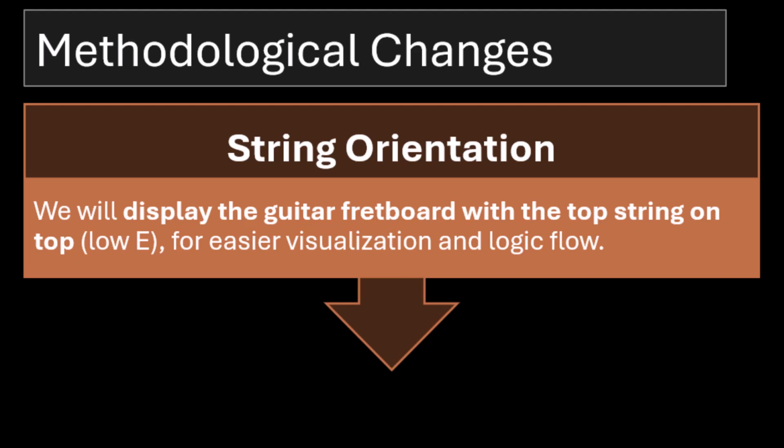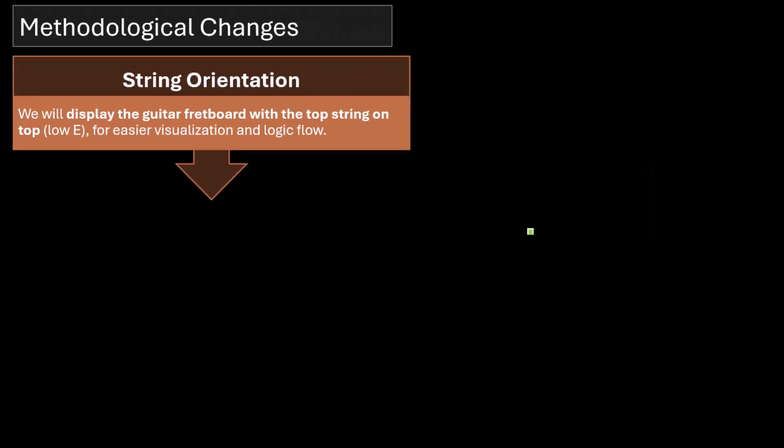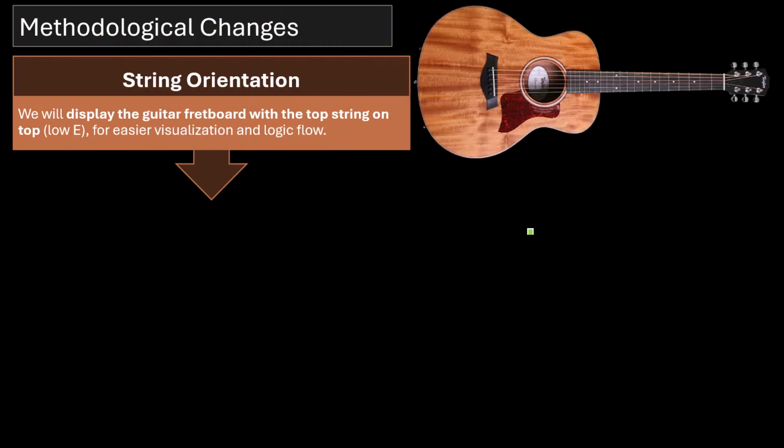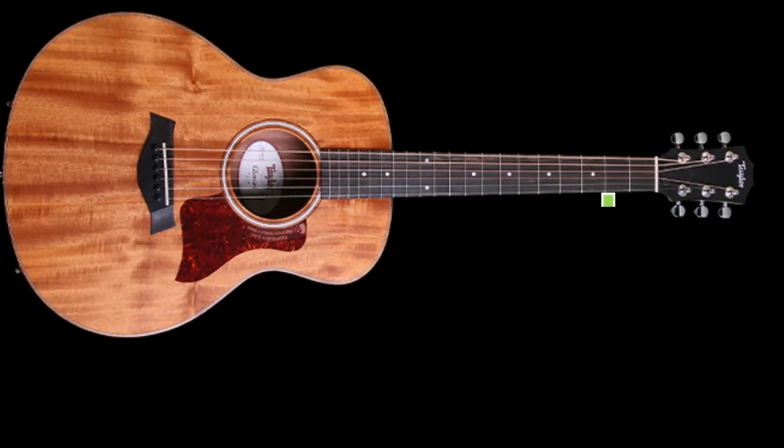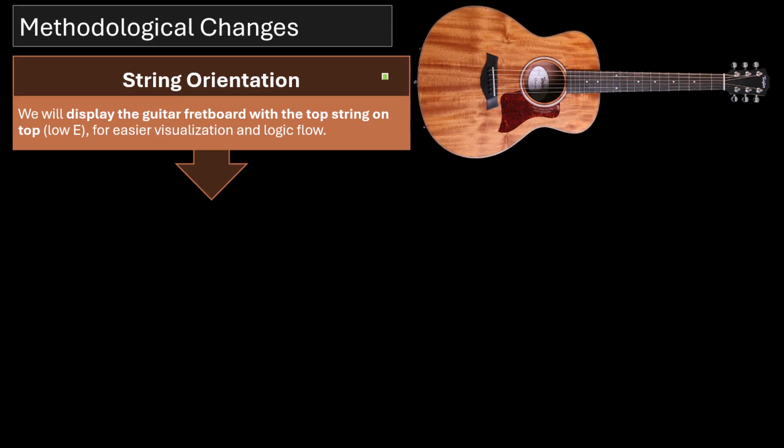So one thing is we're going to be displaying the guitar fretboard with the top string on top. That means the low E string, for easier visualization. So that means when I play my guitar, if I was playing the guitar on a camera, you would be facing me playing the guitar. So notice the guitar neck is going to be facing to the right. But when you're looking at the screen, your guitar neck is going to be facing the opposite direction.